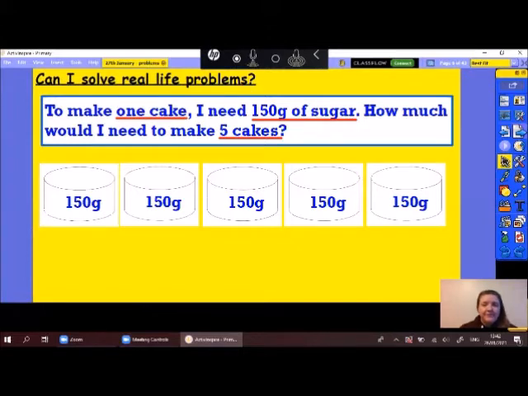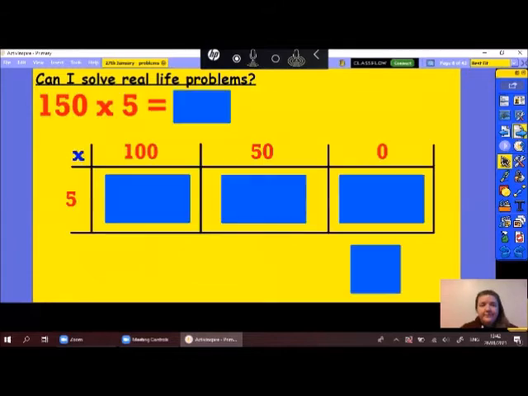Now what I could do is I could add them all together. That would work. So I'm adding 150 each time. But because I'm adding the same amount every single time, actually there's an easier way of doing it. We can just multiply it by 5. 150 grams, 5 cakes, we can multiply by 5 to work out how much sugar we're going to need. So what method are we going to need for this? Yep, the grid method. Pause the video and complete it for me, and then I'll show you if you're right.